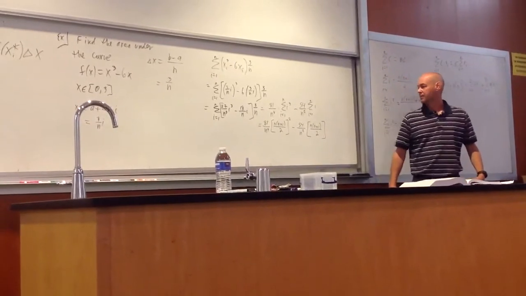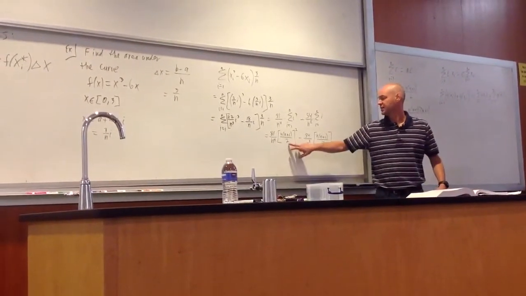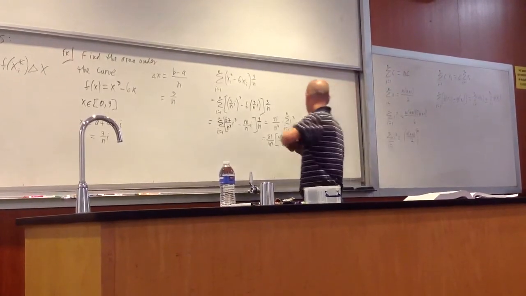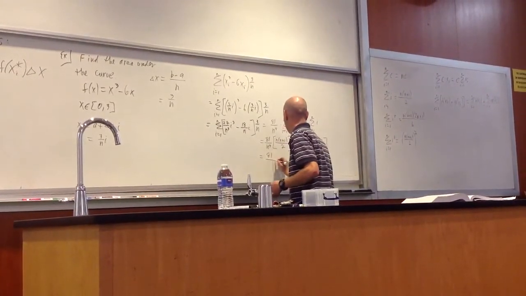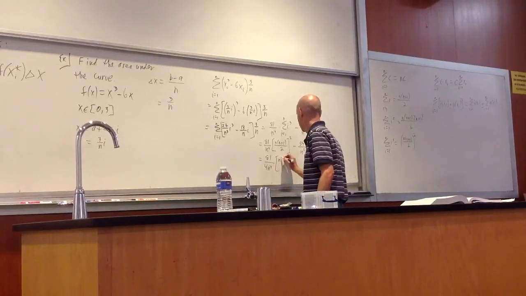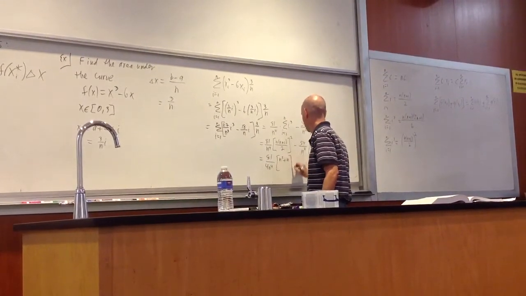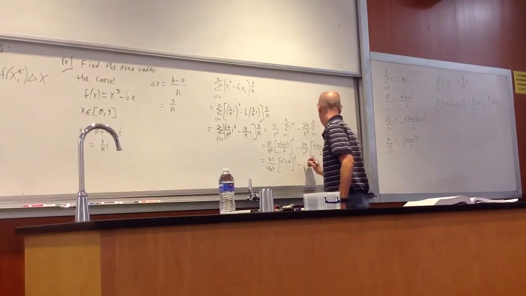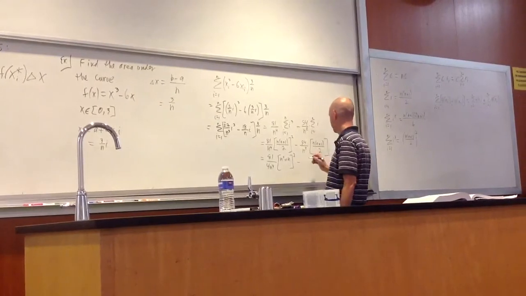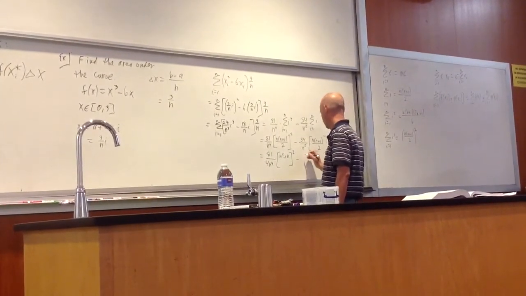Now, this becomes a 4, right? Because I square it. Actually, half of 54 is 27. Yeah.